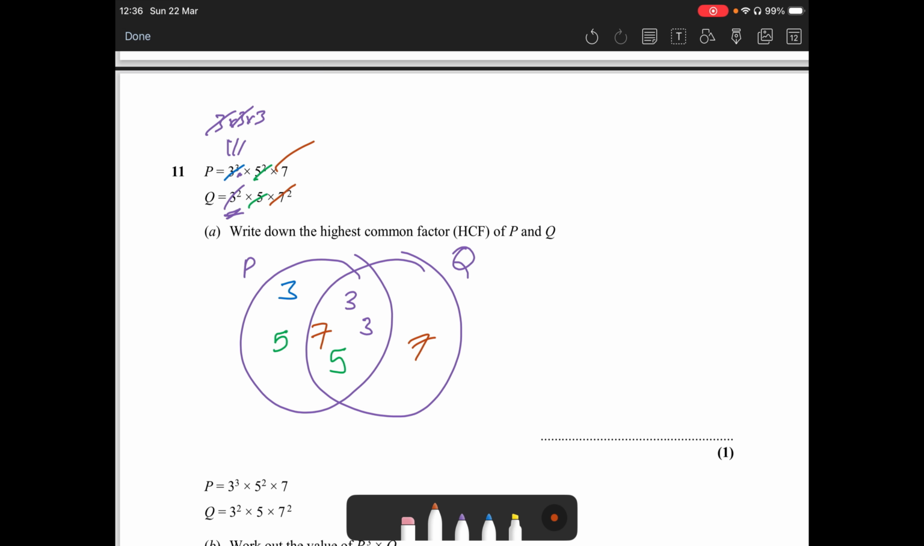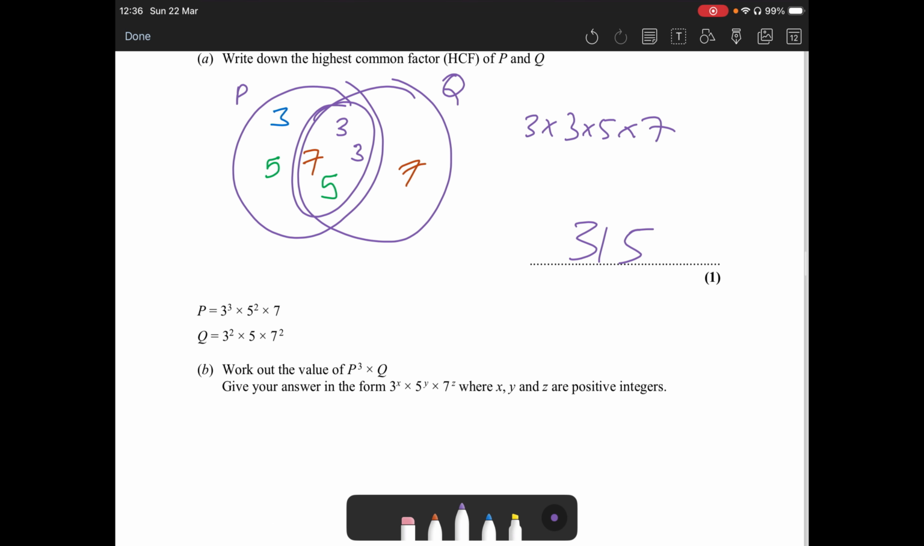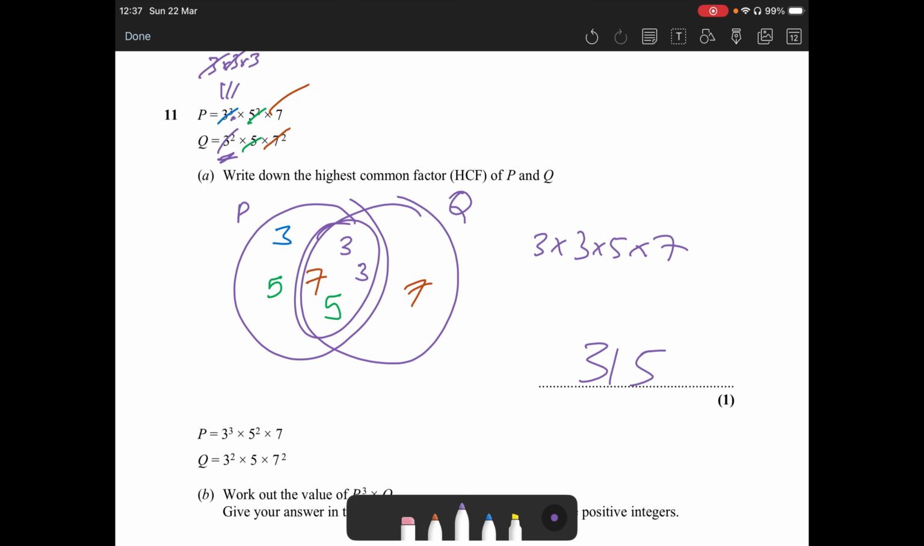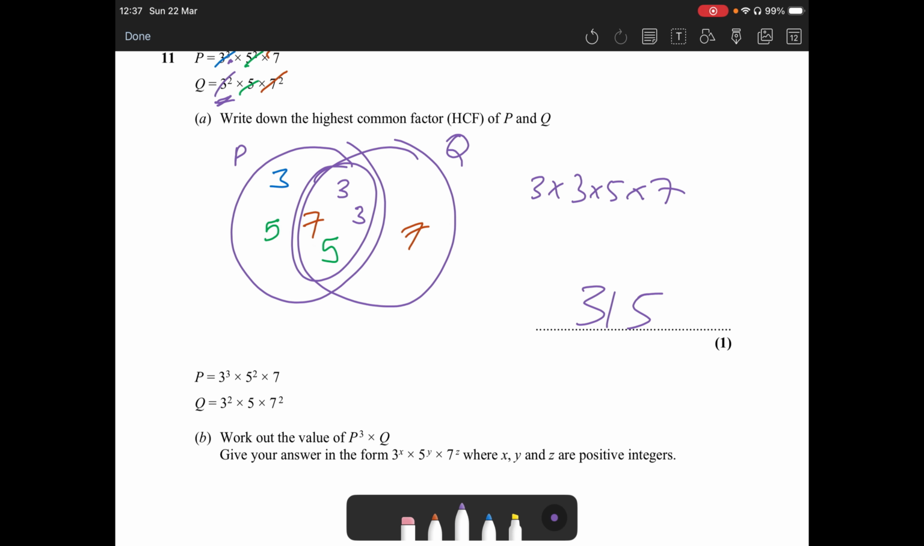So HCF is all the numbers in the middle. So HCF is all of these. 3 times 3 times 7 times 5, which is 315. 315 is the HCF. Now, they are the same exact numbers for part B.